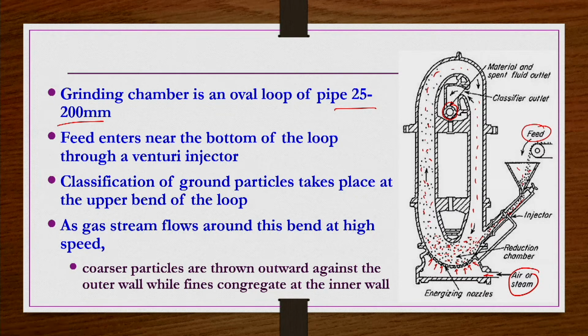Okay. So, the fines which are passing closer to the inner walls will come towards the classifier here, and then the required separation takes place, whereas the coarser particles in general move towards the outer wall, and then they will come back for further reduction along with the fluid in an oval path, because this chamber is in an oval shape.